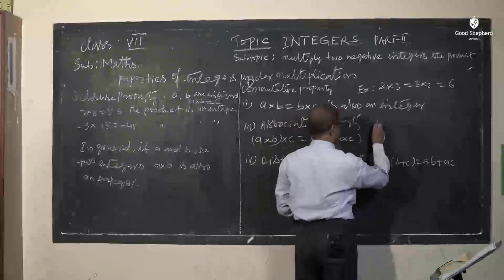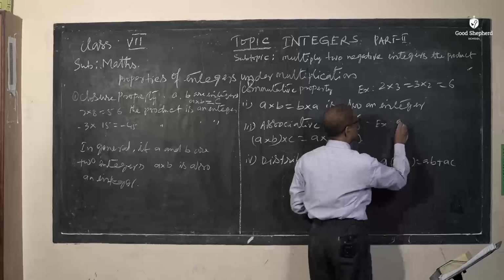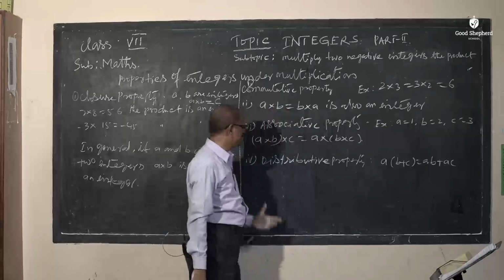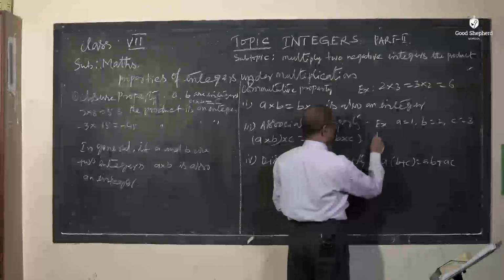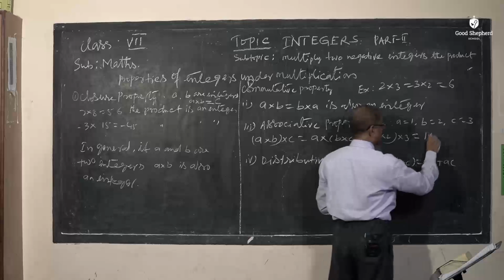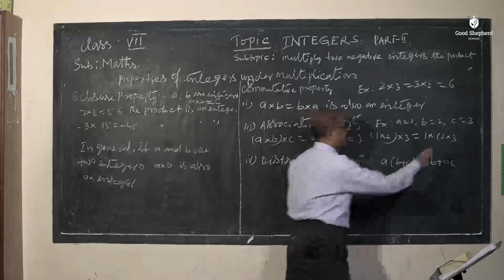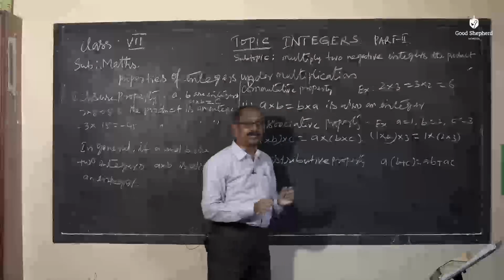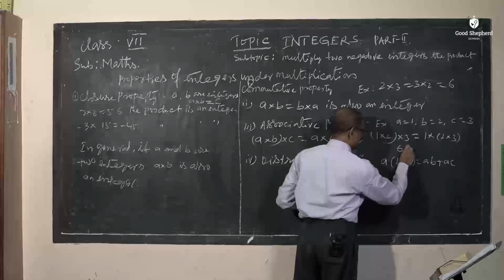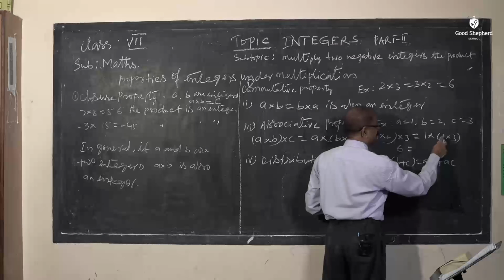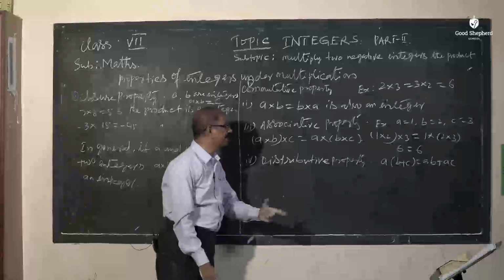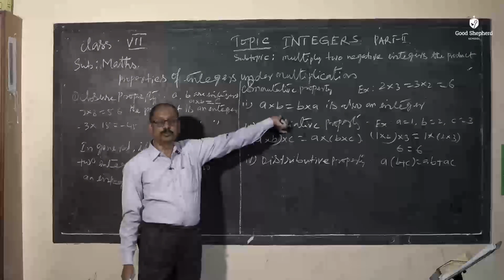We'll give an example for this. Let a be 1, b be 2 and c be 3. Now you can see on the left side 1 into (2 into 3) is equal to (1 into 2) into 3. So the order of grouping has changed, but the product must still be an integer. 1 into 2 is 2, 2 into 3 is 6. On the other side, 2 into 3 is 6, 6 into 1 is 6. Both products are 6 under multiplication, and the associative property holds good.